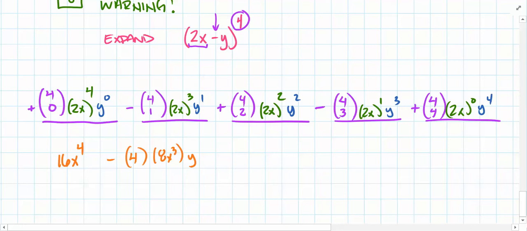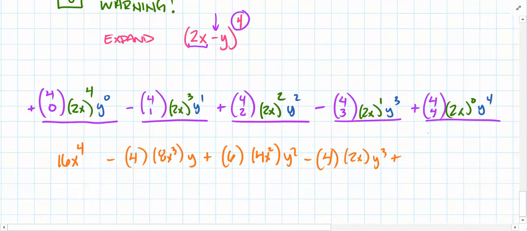Now, 4 choose 2 is a value of 6. 2x all squared is going to be 4x squared, y squared. 4 choose 3 is a value of 4. Then I'm going to have 2x to the 1st, which is just 2x, and then a y cubed. And this should be plus, and this should be minus, and this should be plus.